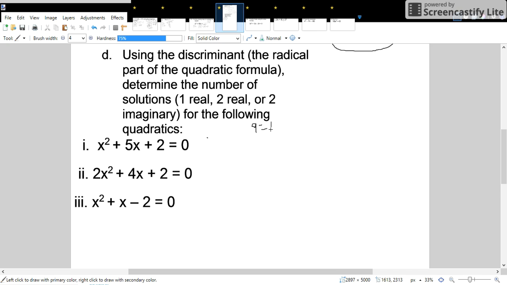So a equals 1, b equals 5, and c equals 2. So from there, you just put it into the square root part of the quadratic formula. B squared, so that's 25, minus 4 times a times c. So 4 times 1 times 2, that's 8. So 25 minus 8 is going to be a positive number. So that means that part I is going to have 2 real solutions.